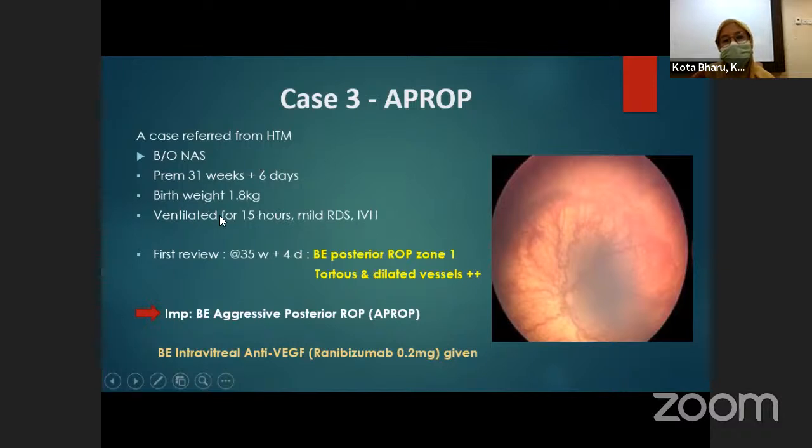However, we have limited information regarding this baby as it's not stated in the referral letter what happened during the initial presentation. We first review this baby at 35 weeks plus 4 days, showing already bilateral eye posterior ROP zone 1 with tortuous and dilated vessels. Actually, the formation of new vessels is already at zone 1. So our impression is bilateral eye aggressive posterior ROP, and then we proceed with this baby with intravitreal anti-vascular endothelial growth factor, or ranibizumab, in the OT setting under general anesthesia.